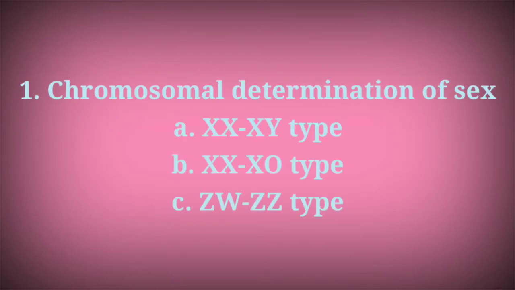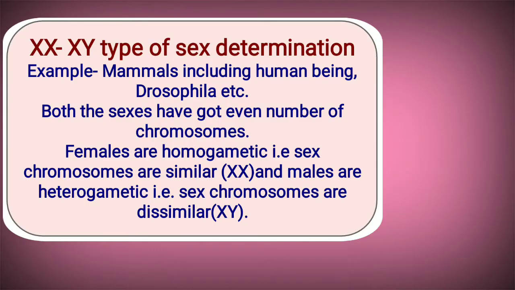In today's video, I'm going to discuss 3 types of chromosomal determination of sex, and those are the XX-XY method, the XX-XO method and the ZZ-ZW method. Now let's discuss the first method of sex determination, that is the XX-XY type. This type is found in mammals, including human beings, and also many insects. The Drosophila or fruit fly is also included.